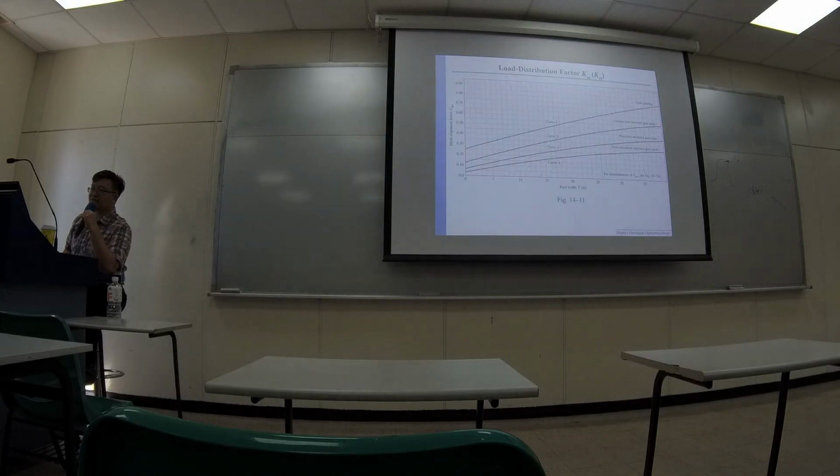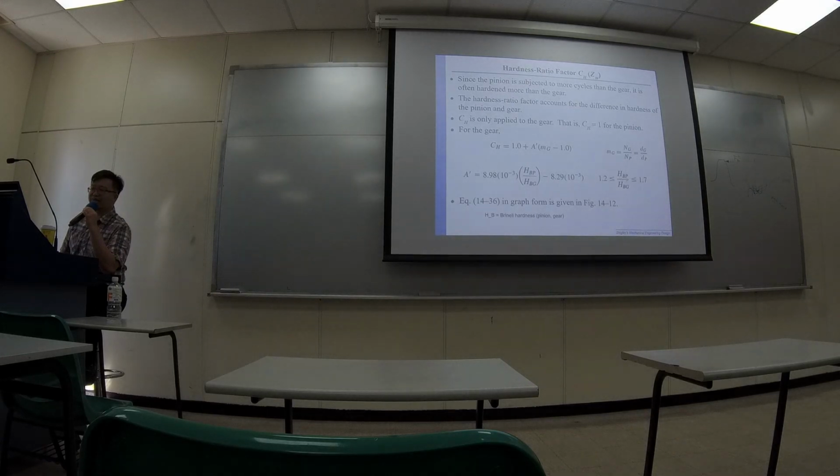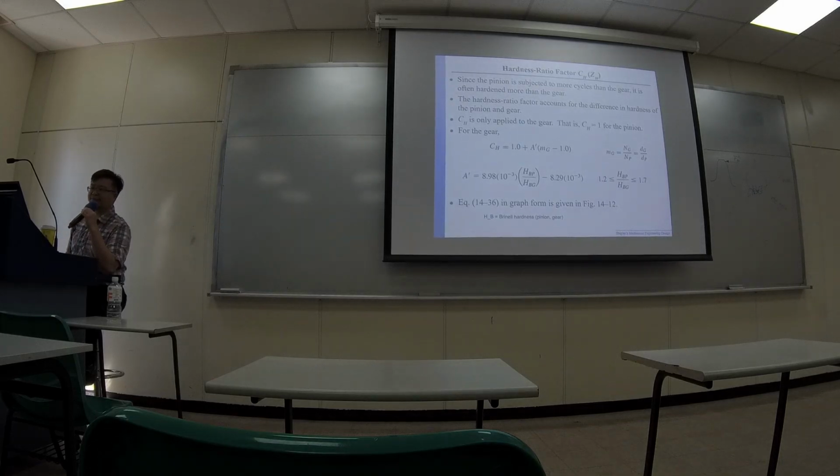Let's take a look at some other factors. How hard the material you are using is. Basically, they study the ratio of the hardness of the pinion and the gear. So if there's a difference between the hardness, then you need to apply a certain factor.